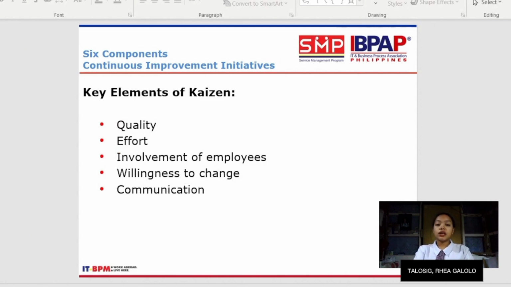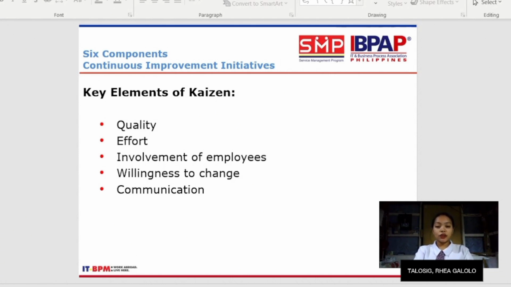Kaizen has key elements. There are 5 key elements of Kaizen. The first one is quality, second is effort, third is involvement of employees, the fourth is willingness to change, and the last one is communication. Quality. Quality ensures maximum quality: the elimination of waste and improvement in efficiency, in both equipment and work procedures.